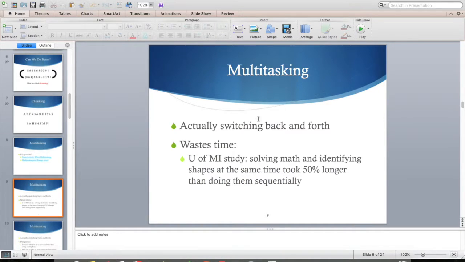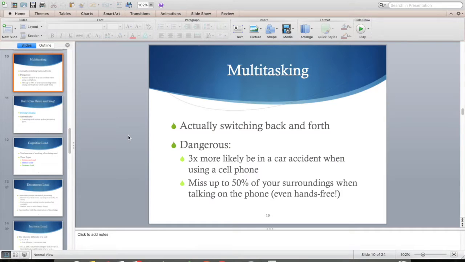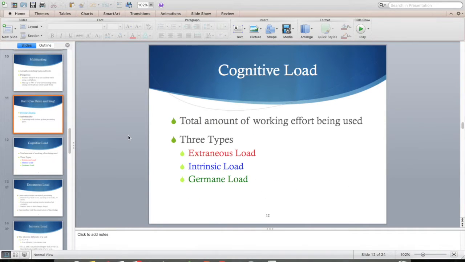All right, going down to multitasking. As much as you think you can multitask, I try to multitask all the time, but what you're actually doing is switching back and forth. Multitasking isn't actually possible. Our brains can only actually think about one thing at a time, but we switch back and forth so fast that we might not notice. But what it does is it wastes time and we lose focus.